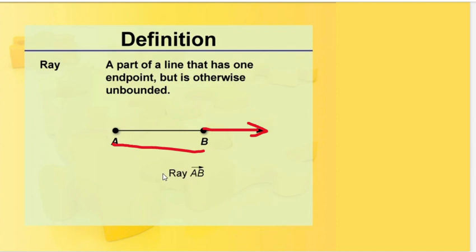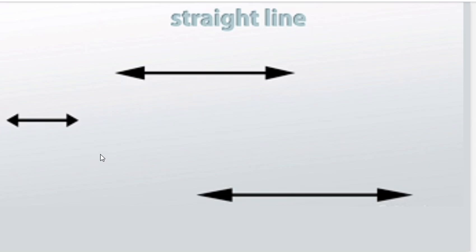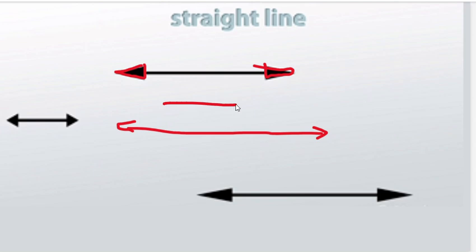Now after we're done with the word ray, we have another word which we call a straight line. All you have to know for a straight line is just drawing something that is straight. As our previous term showed us, if we have these arrows like this, we're showing that it's continuous. It's showing that this continues. So this straight line goes to infinity.